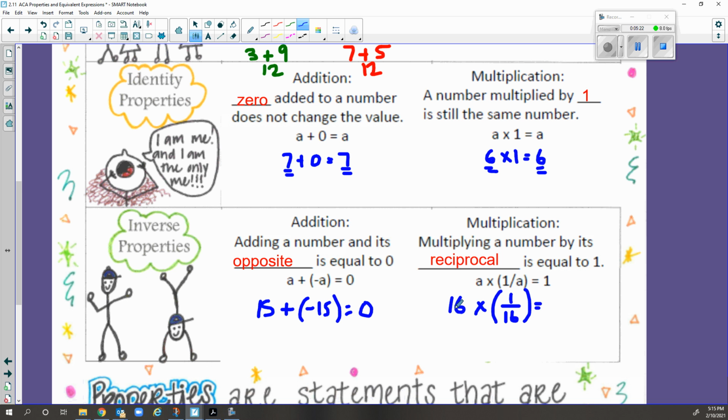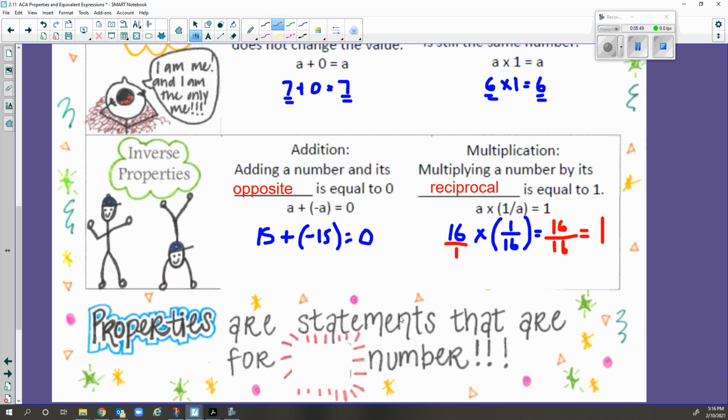But when I do that and I multiply across my numerator and denominator, let's just put that invisible math here so we can see. 16 times 1 on the numerators would give me 16. And then across the bottom on the denominator would give me 1 times 16. And 16 over 16 equals 1, just like it's supposed to.